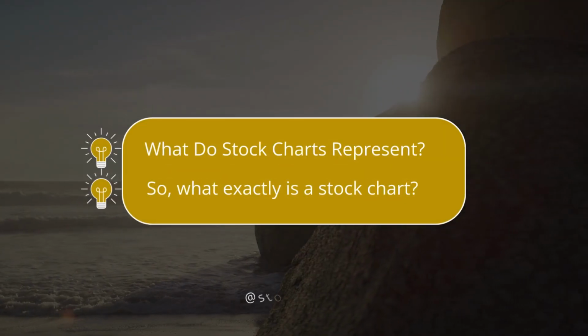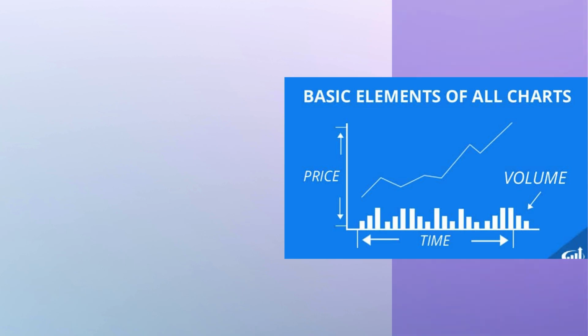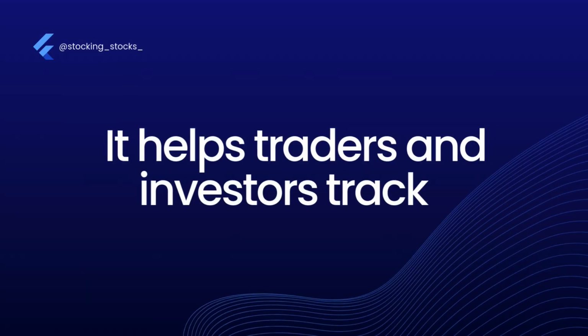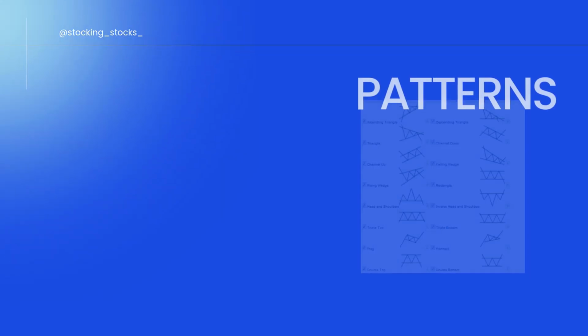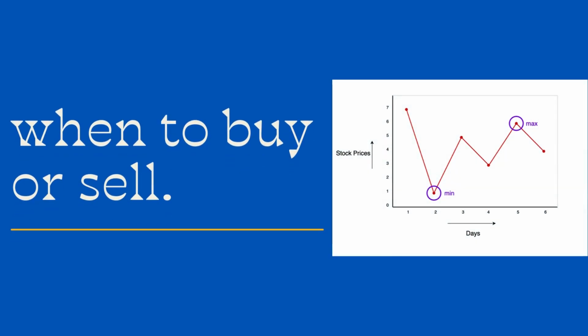What do stock charts represent? So, what exactly is a stock chart? A stock chart is a visual representation of a stock's price movement over a specific period. It helps traders and investors track trends, analyze patterns, and make informed decisions about when to buy or sell.